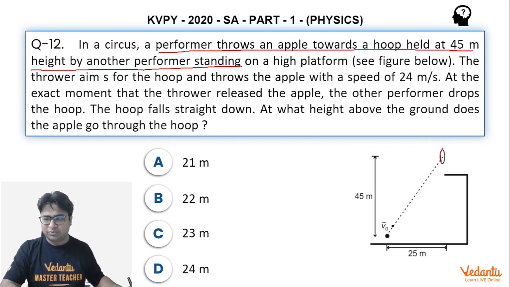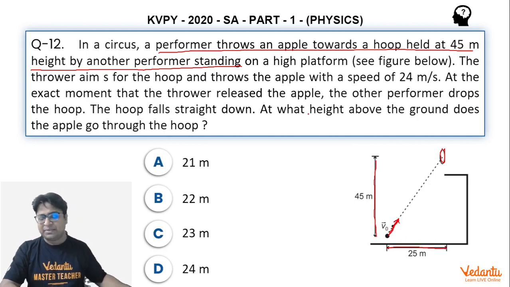So this is the hoop, and this is the horizontal distance given to us as 25-meter, and this is the vertical distance given to us as 45-meter. So a person targets this hoop and throws an apple, or a ball, I think an apple, and at the same time the hoop is being released. So the hoop will begin to fall down. The apple will not go on the straight line trajectory. It would have followed a trajectory somewhat like this, but when the hoop would be somewhere here, the apple would pass through the hoop.